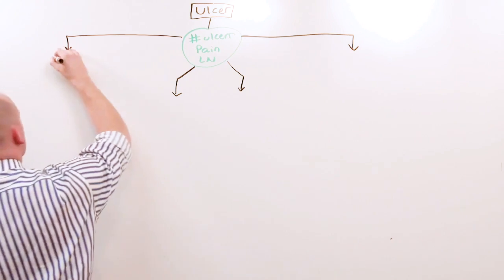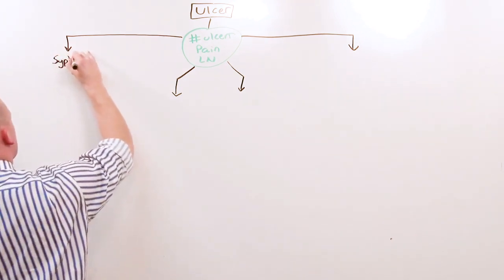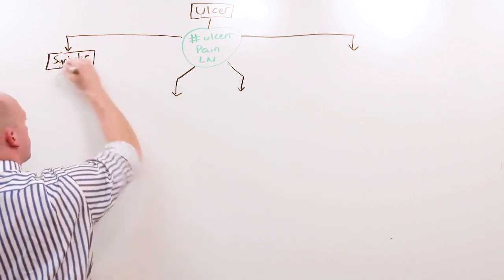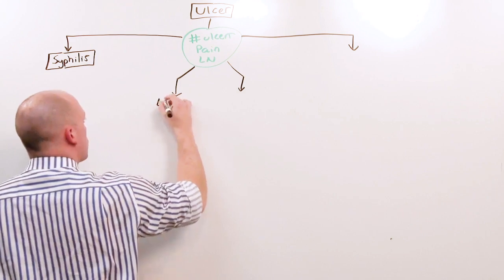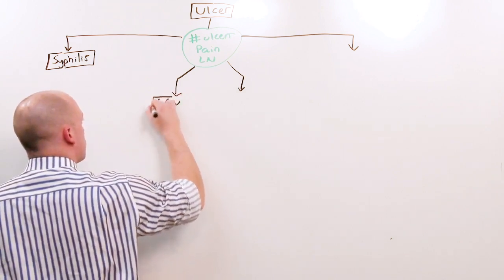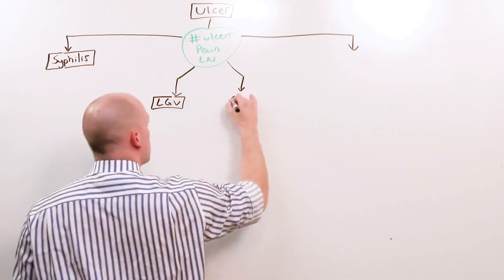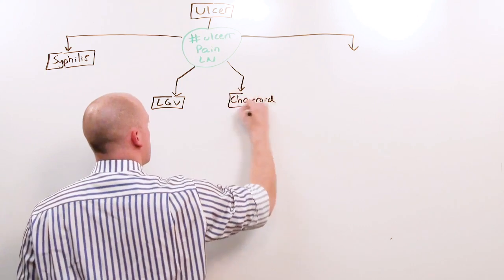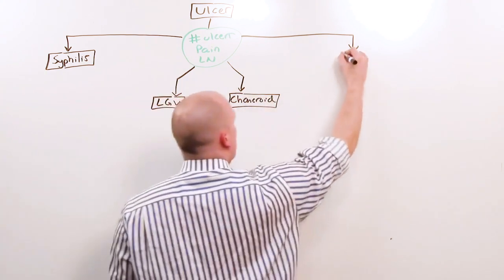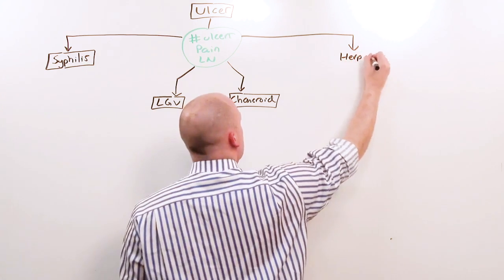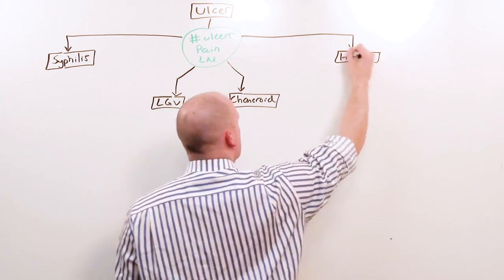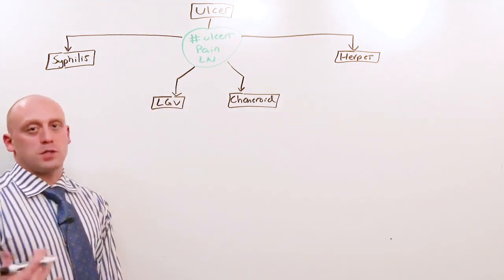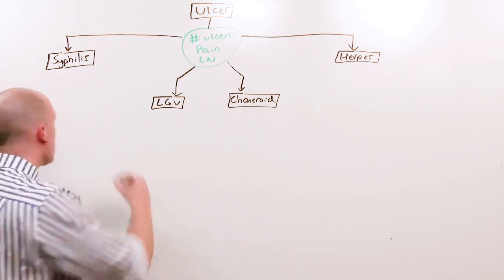That is going to be syphilis, lymphogranuloma venereum, chancroid, and herpes. Let's explore each of these in detail. Syphilis being the one you have to know the most about, so that's the one we're going to start with.